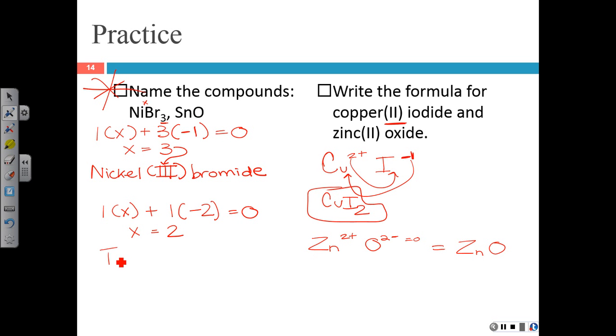So you get tin 2, the reason it doesn't work is because tin here has a +2 and the oxide has a 2-, and they cancel each other. So you end up with that 0. Okay, so that's why it doesn't work.